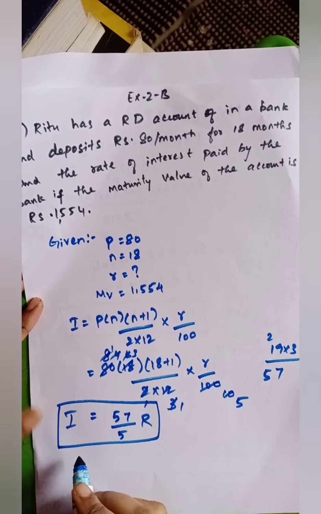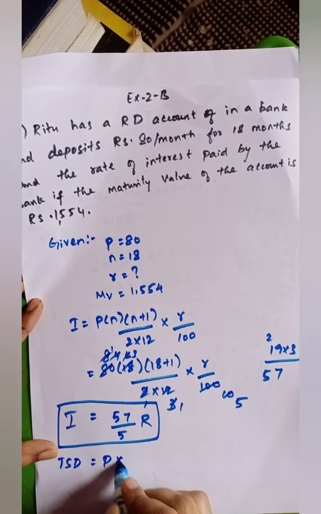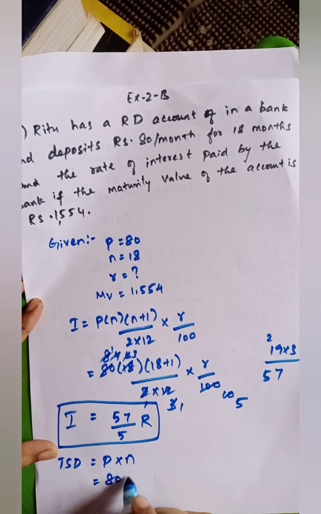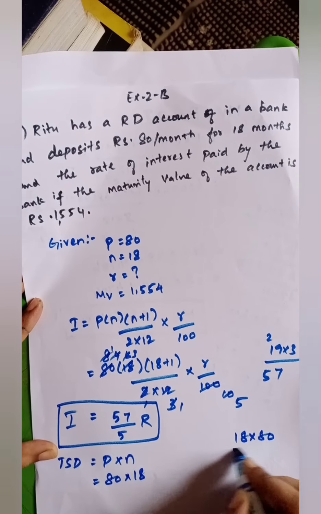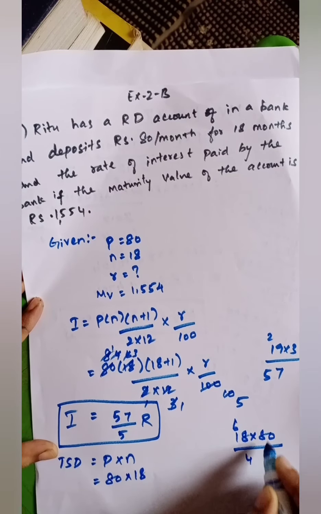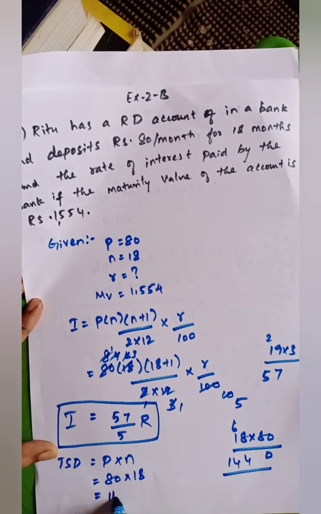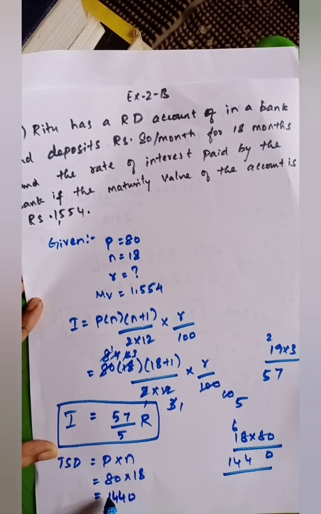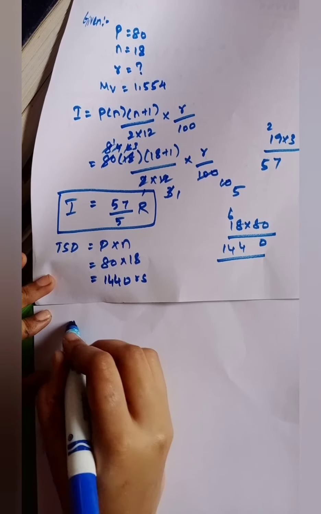Now we go with the formula total sum deposited equal to P into N. P is 80 into N is 18. So 18 into 80: 8 8s are 64, 8 1s are 8, that is 1440 rupees. Now we will go with the maturity value formula.